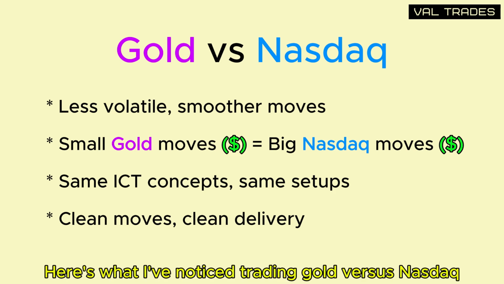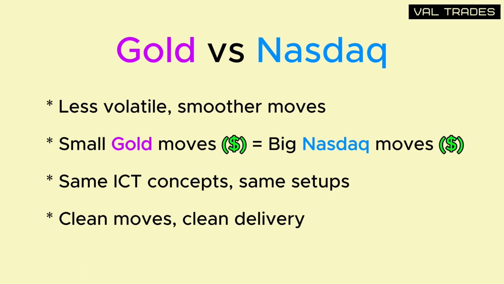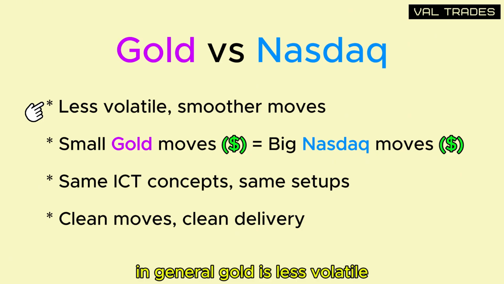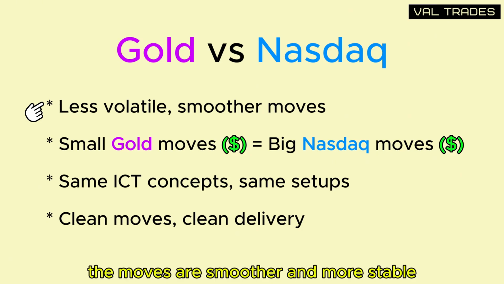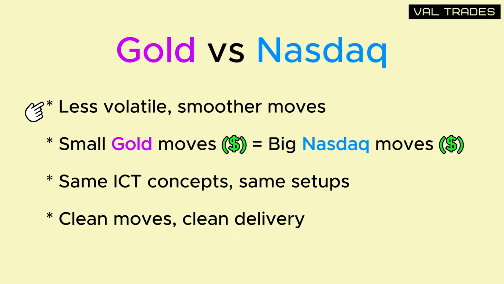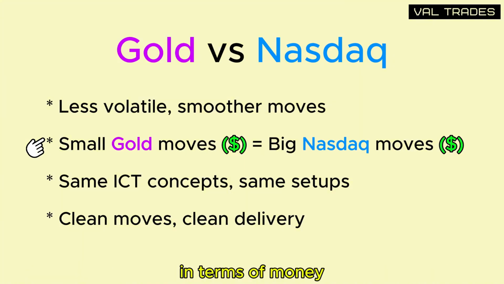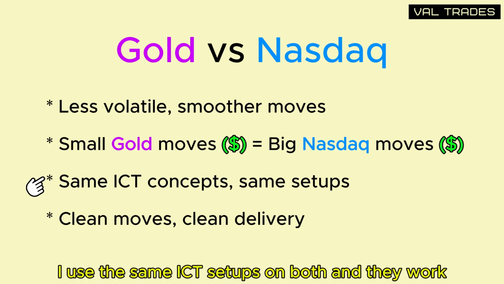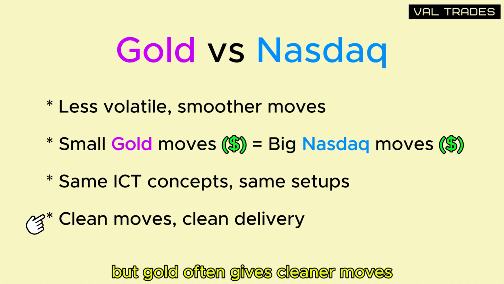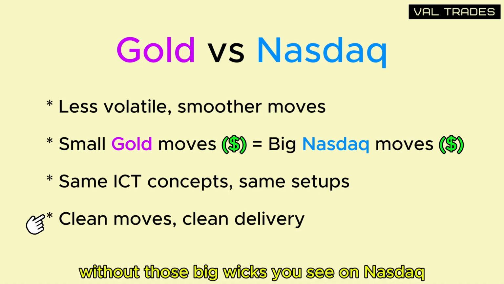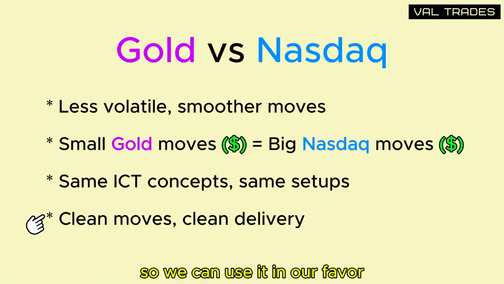Here's what I've noticed trading gold versus Nasdaq. In general, gold is less volatile. The moves are smoother and more stable. A small move on gold can equal a big move on Nasdaq in terms of money. I use the same ICT setups on both and they work. But gold often gives cleaner moves without those big wicks you see on Nasdaq, so we can use it in our favor.